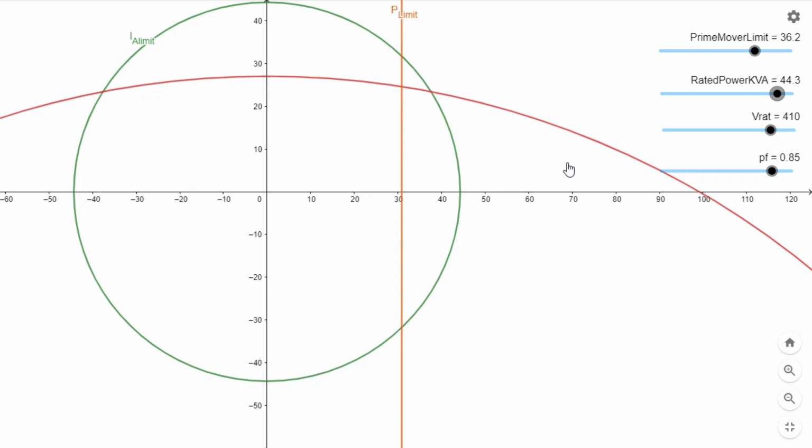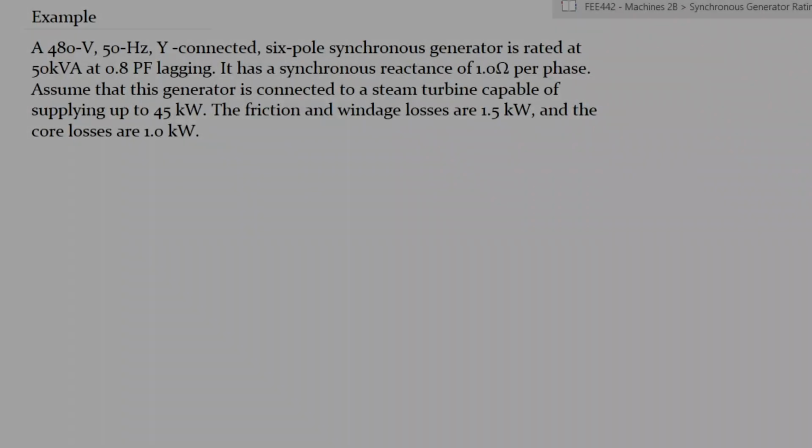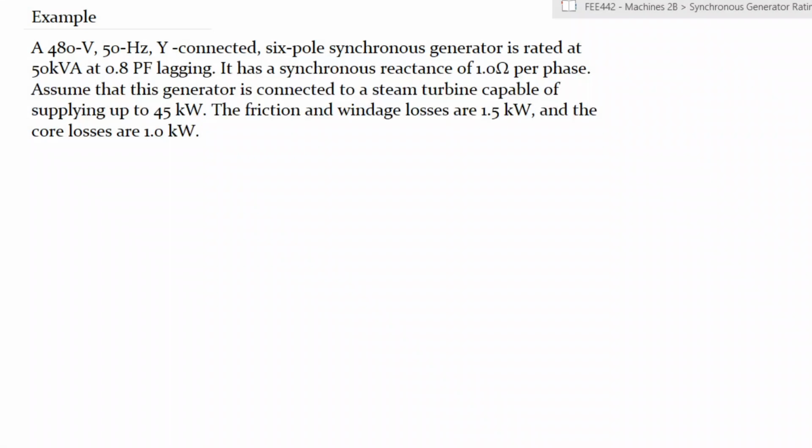So let's give an example. Now let's look at an example to demonstrate the capability curves. A 480 volt, 50 hertz star connected 6-pole synchronous generator is rated at 50 kVA. It has that synchronous reactance. We assume the generator is connected to a steam turbine capable of supplying up to 45 kilowatts. And then those are the losses, 1.5 and 1 kilowatt losses.